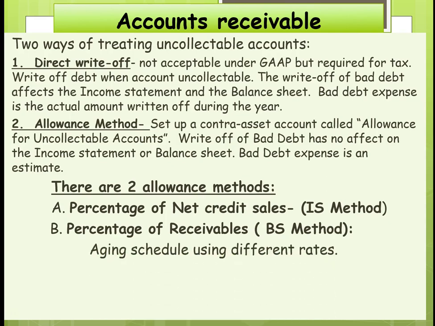Now, we can do this two ways. We can do an aging schedule using different rates, or we can use a composite rate. Now we're going to look at some examples.